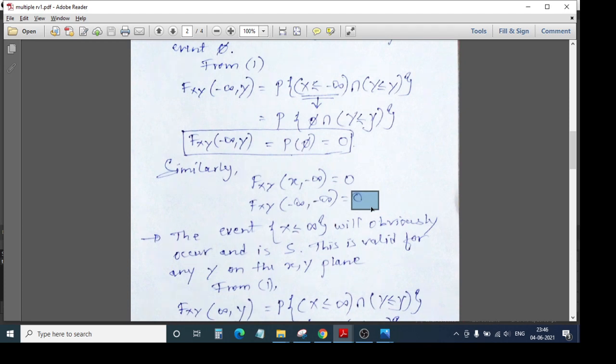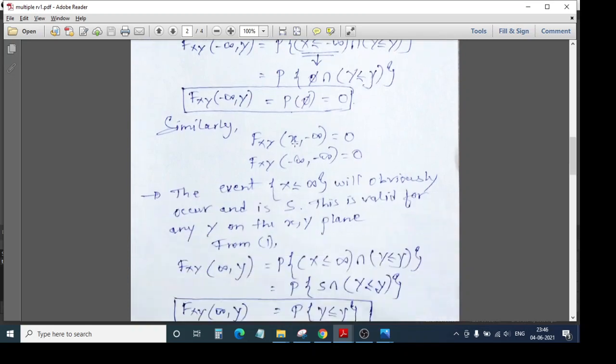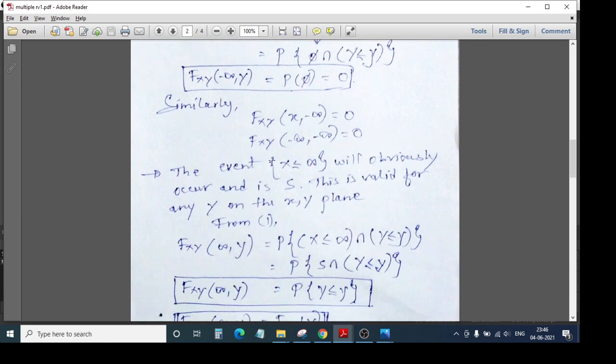Next very important thing we have: we have seen here that x is less than or equal to minus infinity. The same relation we will check for when x is less than or equal to plus infinity. This means that whenever x is less than or equal to plus infinity, it is an obvious event. That means it will for sure occur.